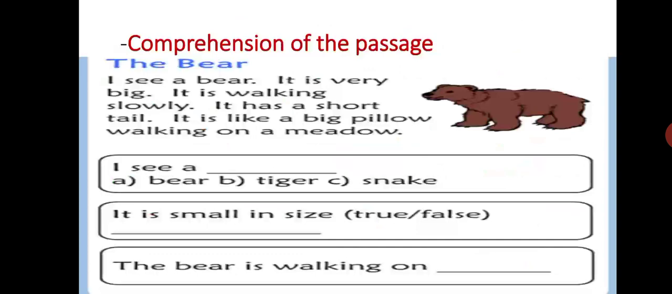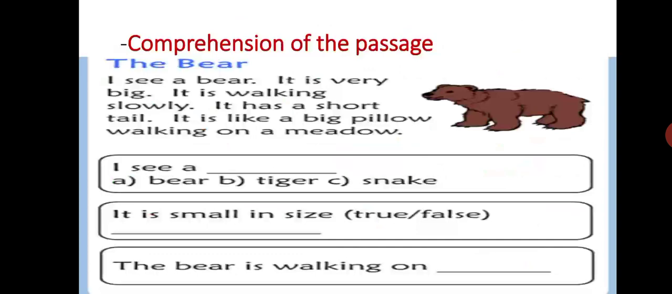Look at this picture. Here is an example of the bear. I see a bear. It is very big. It is walking slowly. It has a short tail. It is like a big pillow walking on a meadow. So this paragraph should be read by students properly, and then some questions are related to this passage.